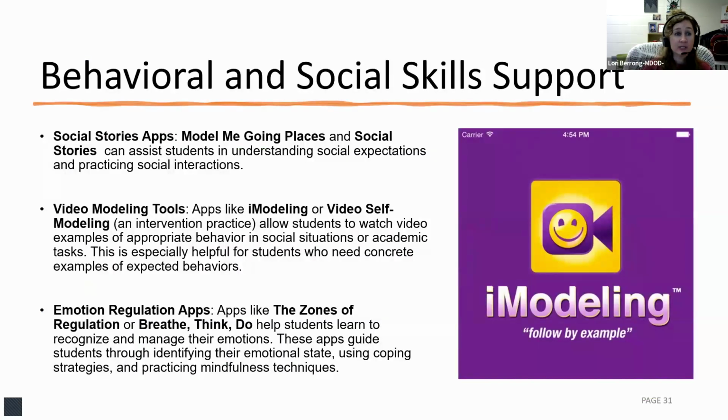Behavioral and social skills. There's lots of social stories apps. Model Me Going Places and Social Stories are two that are quite popular. That can help students understand social expectations and they can practice those social interactions. Those are really vital to building those relationships with peers and then also with their teachers, the authority figures of the school, or when they go out into the real world and they start to work.